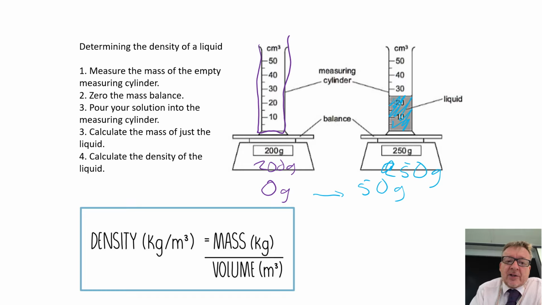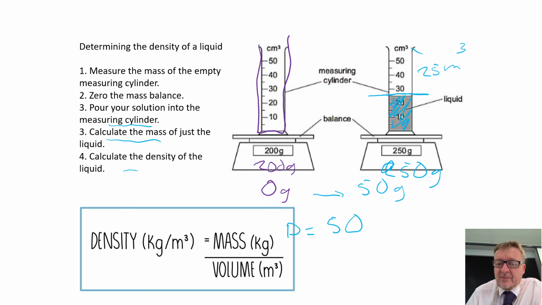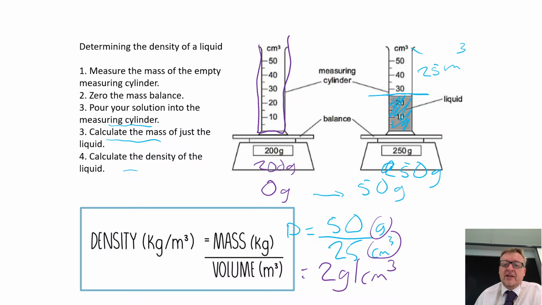So zero the mass balance, pour your solution into the measuring cylinder, calculate the mass, and then calculate the density. Now the problem is you've got the volume. You look at the scale, and to me that looks like 25 centimetre cubed. So density equals mass, 50 grams, divided by volume, 25 centimetre cubed. 50 divided by 25 is 2, and because it's grams and centimetre cubed, it's grams per centimetre cubed. So that's the density of a liquid.